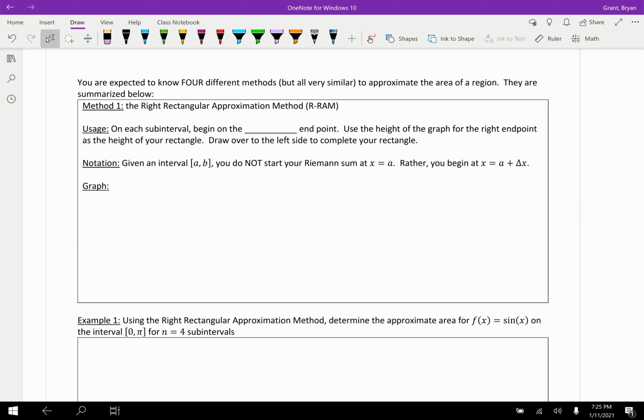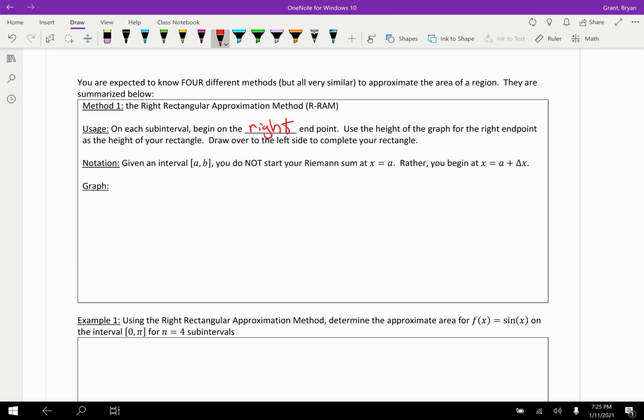The first method is our right rectangular approximation method, nicely nicknamed RRAM. Okay. Now, how do we do the right rectangular approximation method? Well, never forget, mathematicians are extremely uncreative, so the name probably describes the exact method we're going to do. We are going to approximate a function's area using rectangles that are drawn from the right. So, we're going to look at a subinterval, and we're going to begin on the right endpoint.